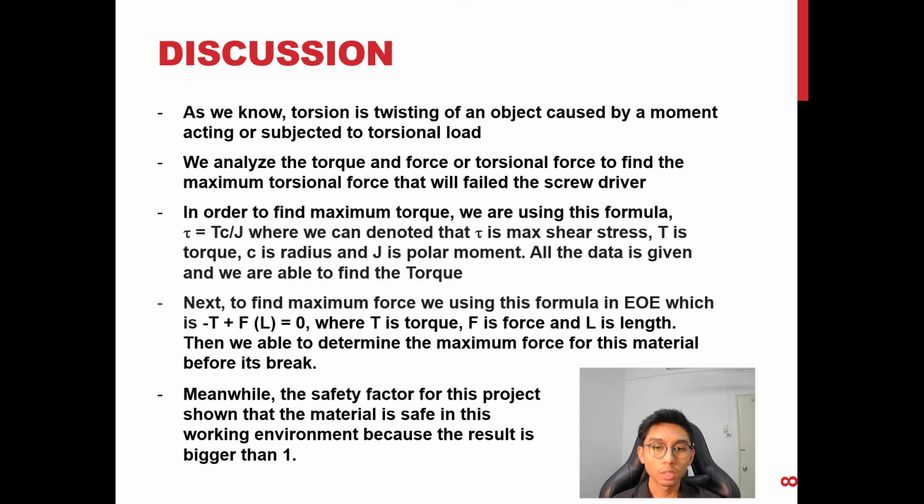Next, to find maximum force, we use this formula in EOE, which is T equals F multiplied by L, where T is torque, F is force, and L is length. Then we are able to determine the maximum force for this material before it breaks. After getting the result, we know the maximum torsional force this material can bear before failure. Meanwhile, the safety factor for this project shows that the material is safe in this working environment because the result is bigger than 1. That's all for me.